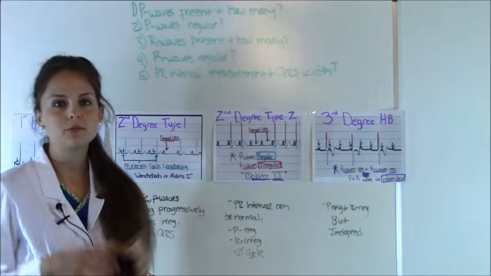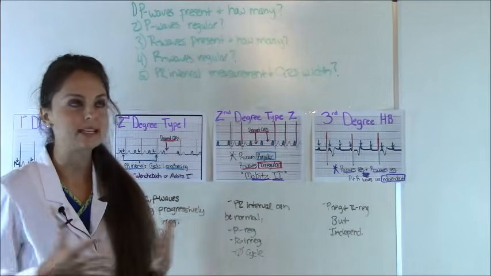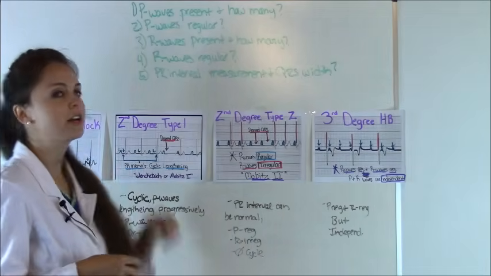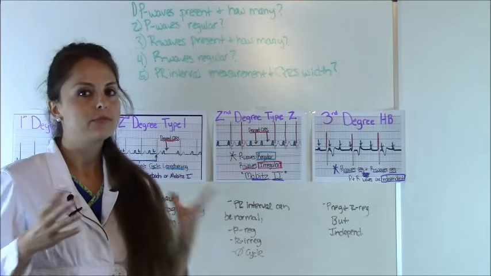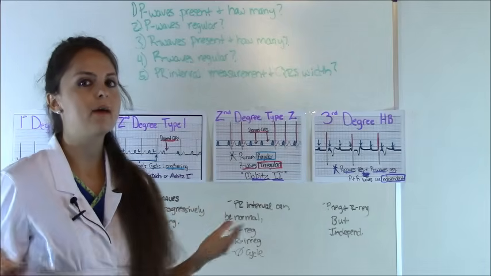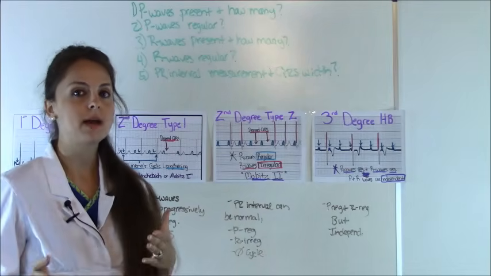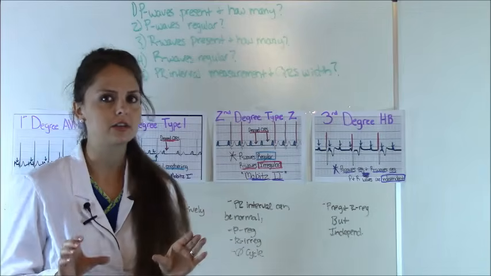First step, whenever you're looking at your rhythm, you'll want to look at your P waves, make sure that they're present, and how many are there. Number 2, you want to make sure that your P waves are regular. In rhythms like atrial fibrillation, you don't even have P waves, so they're not regular. And in heart blocks, your P waves may be regular, they may be irregular. So you always want to make sure you're looking at those P waves.